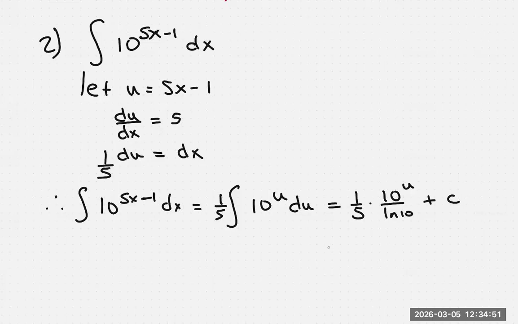So our final answer: I could try to divide 5 into 10, but that doesn't work. Anyway, if I can make it look pretty, it's 1/5 times 10 to the 5x minus 1 over ln 10. I was going to write 10 to the 5, like 100,000, but that's too much number. Yeah, that's it.